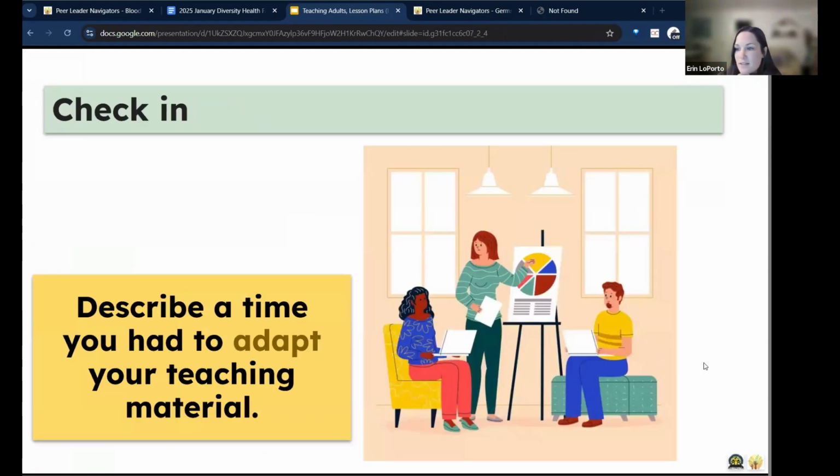So another time for you guys to share. Describe a time you had to adapt your teaching material. You were teaching one thing and then you learned something about the person you were talking with and you had to change your strategy, do something different.